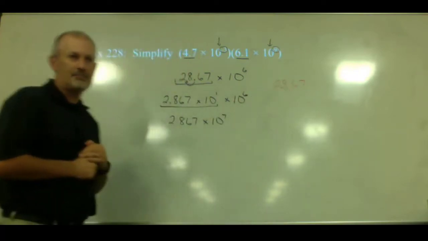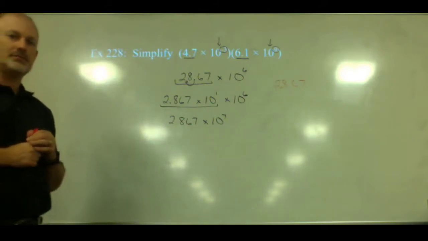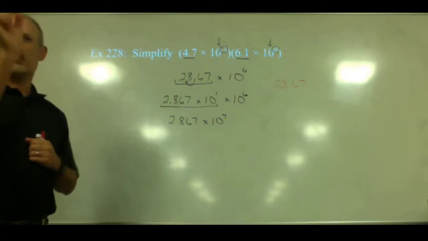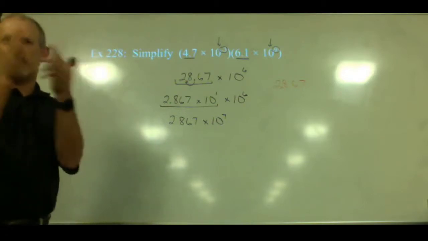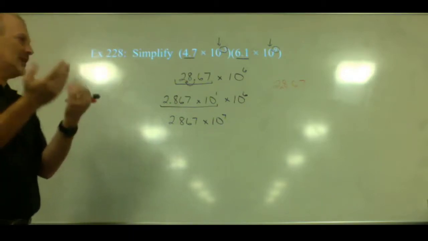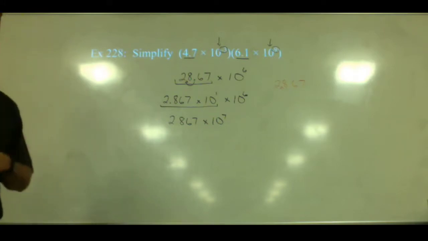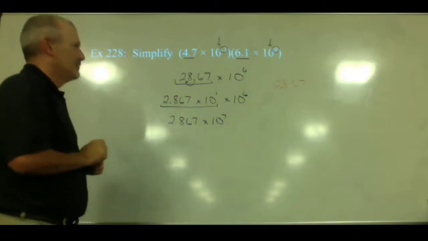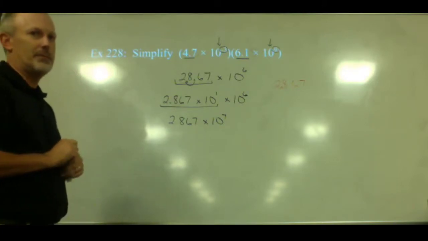And if you go back to the beginning, that's where it says A is bigger than 1 and less than 10. That's what that means. It has to be in that range for it to be in correct scientific notation, to be between 1 and 10.